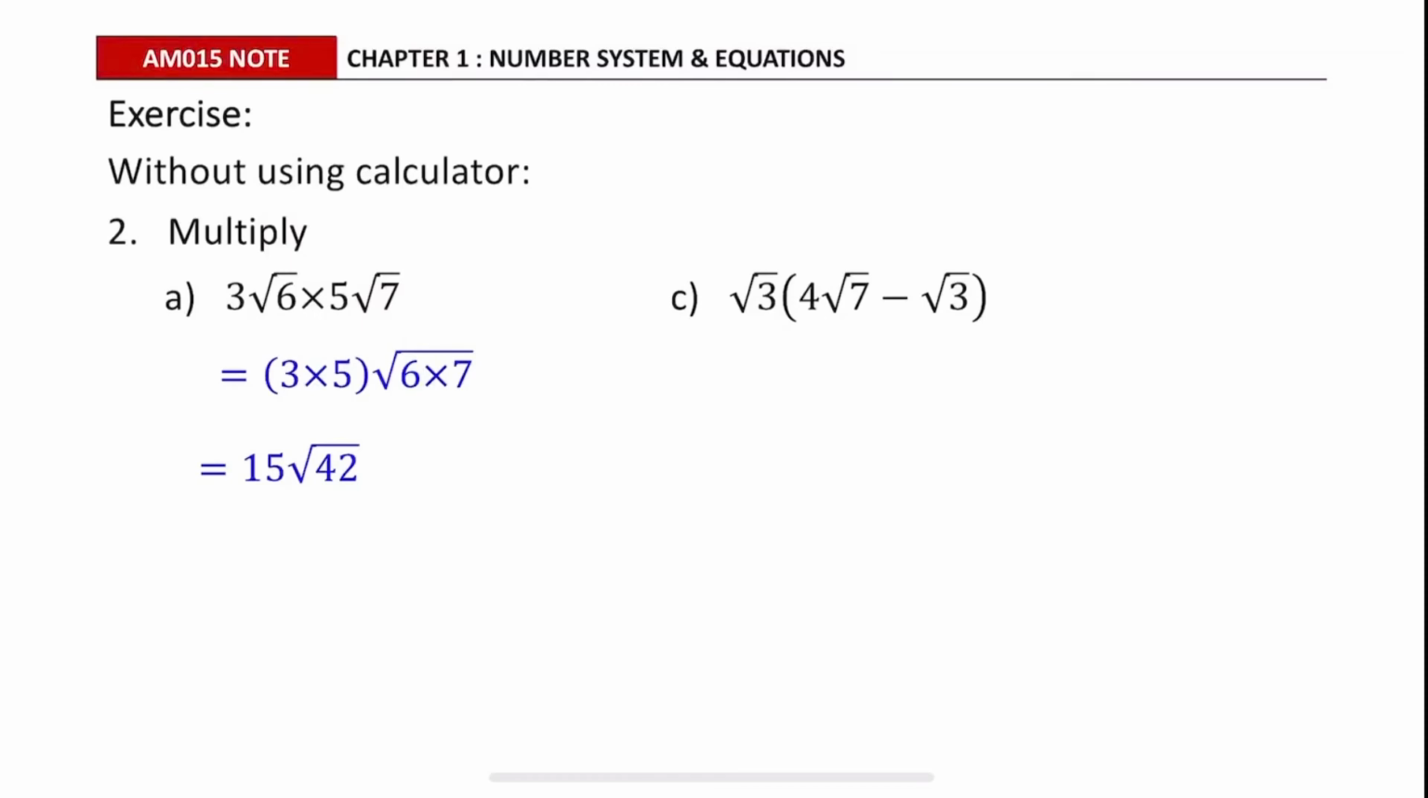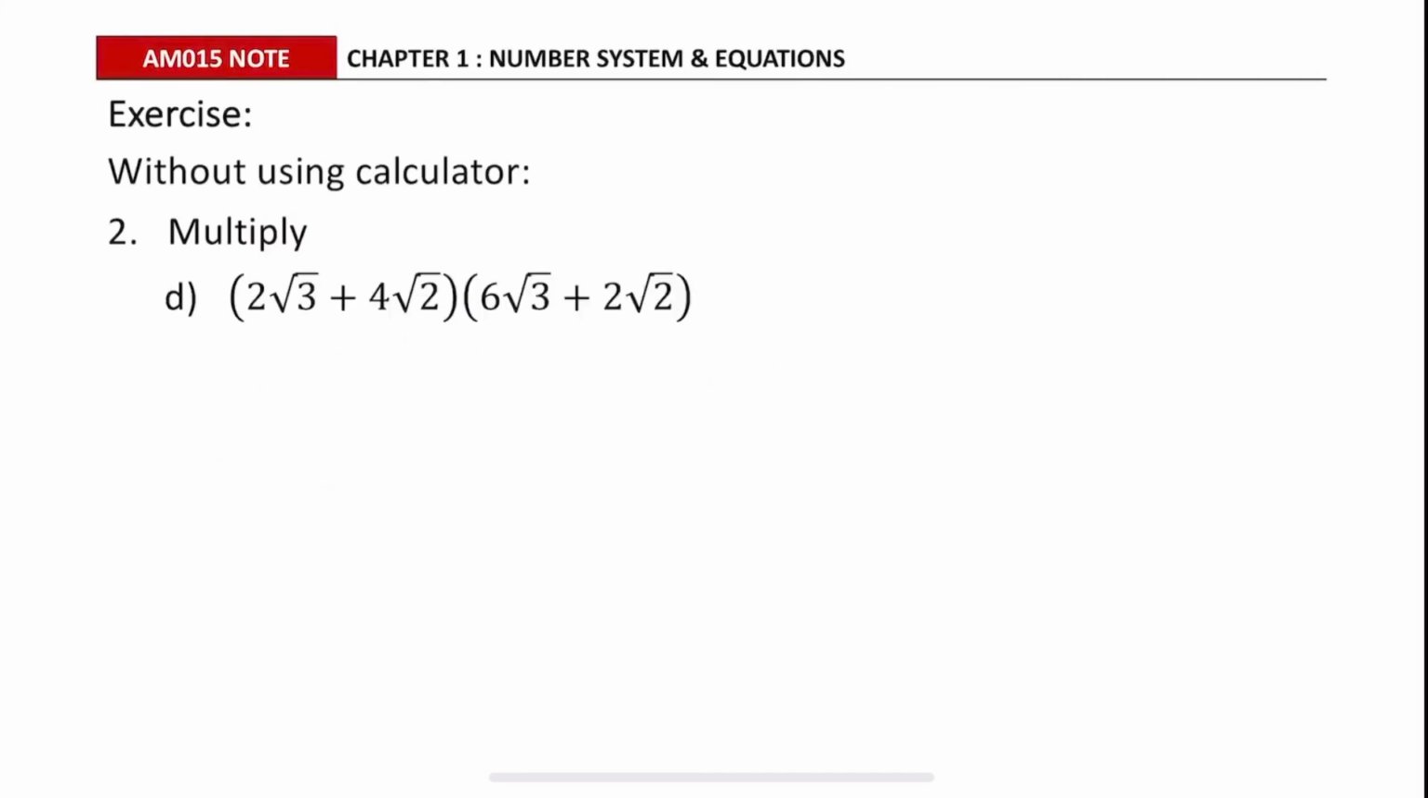For question 2b, we have to expand this expression, where we multiply the square root of 3 to every term in the bracket. When we multiply the square root of 3 with 4 square root of 7, we get 4 square root of 21. And when we multiply the square root of 3 with negative square root of 3, we get negative 3. This expression cannot be simplified further, so this is the final answer.